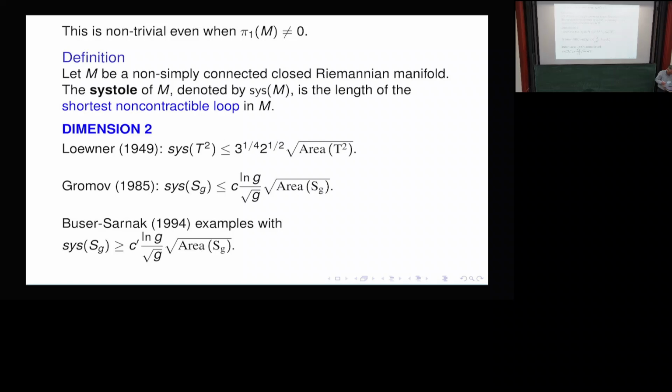Can I ask a question? Yes. So is S_g orientable or no? Okay, actually, it doesn't matter. I will take it close to orientable, thank you, but it doesn't matter much because if you take the double cover, it is orientable and the systole is not going to change much and the area is not going to change much. But I like orientable surfaces, so I will take it to be close to orientable always. Okay, any other question?